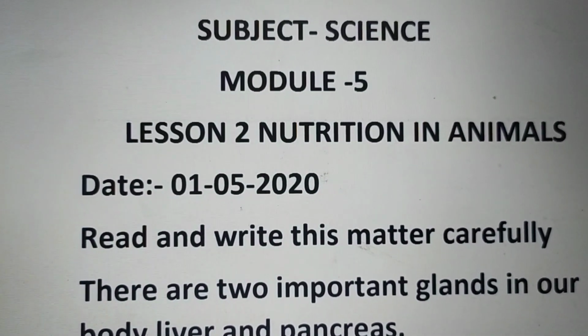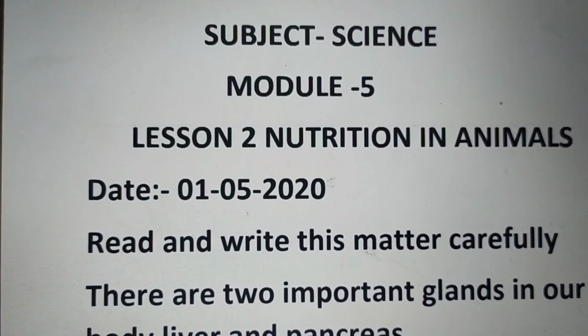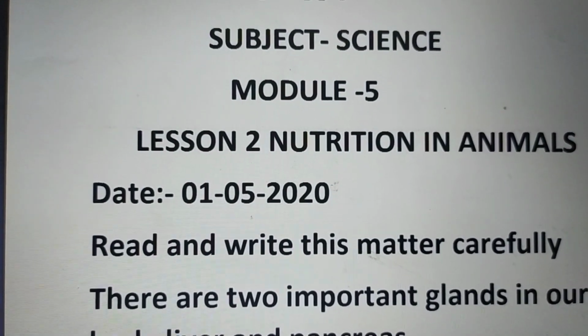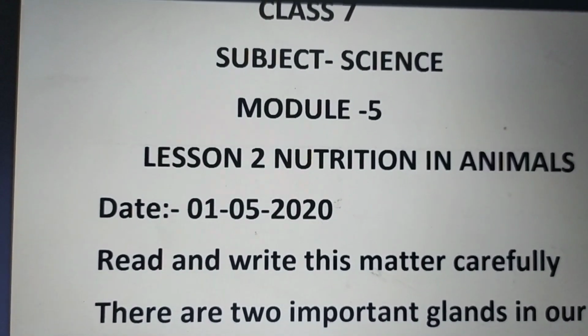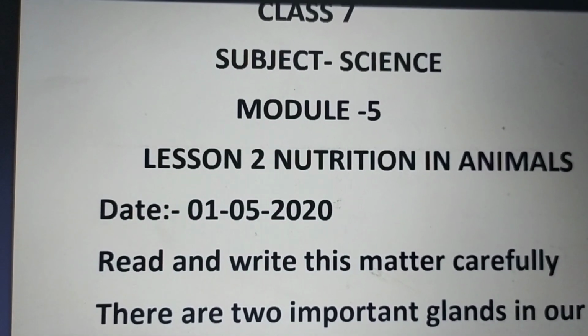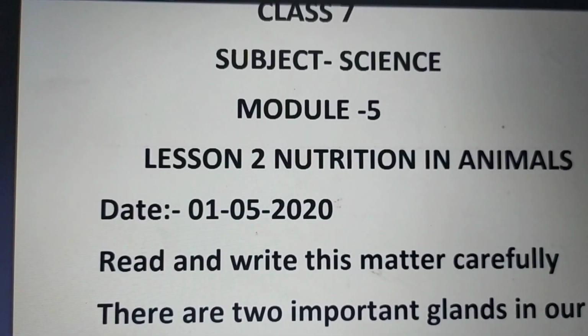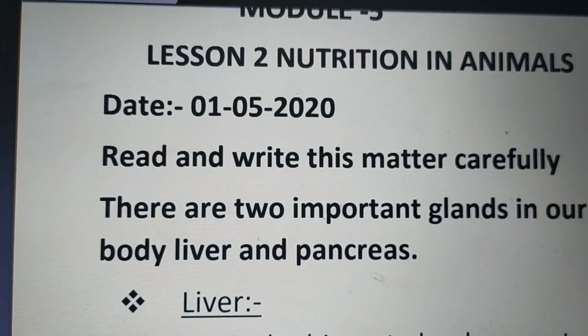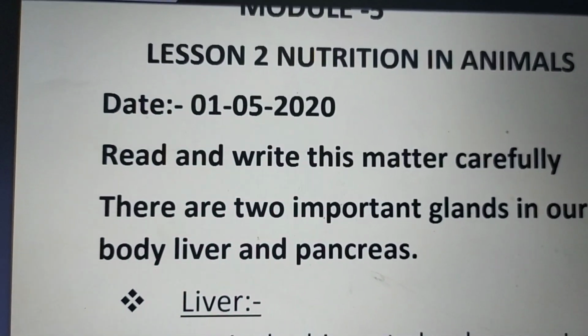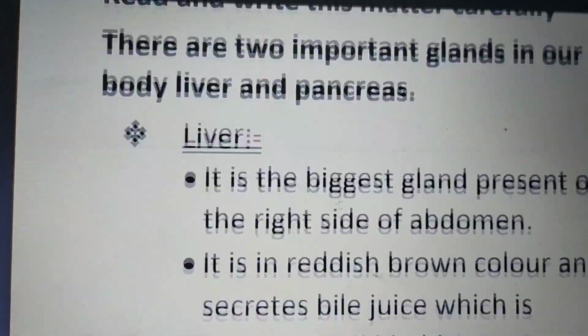You will be discussing in this the important glands and how the absorption and assimilation takes place in the small intestine. So before entering the juices in the small intestine, there are the important glands, liver and pancreas. They also secrete some juices which are released in the small intestine. So first about the liver.